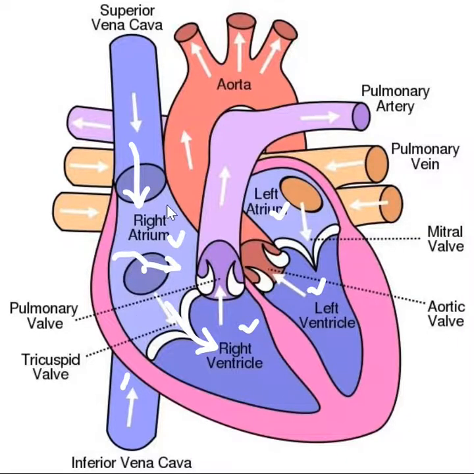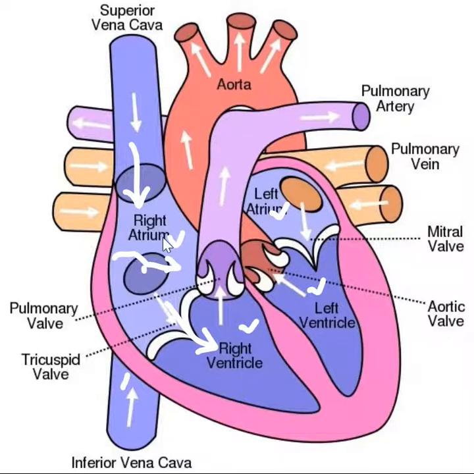Right atrium receives two large veins, as I already mentioned. One is superior vena cava and another is inferior vena cava. The superior vena cava brings deoxygenated blood from the head and from the upper part of the body, and the inferior vena cava brings deoxygenated blood from the lower part of the body. Next, we'll talk about the left atrium.